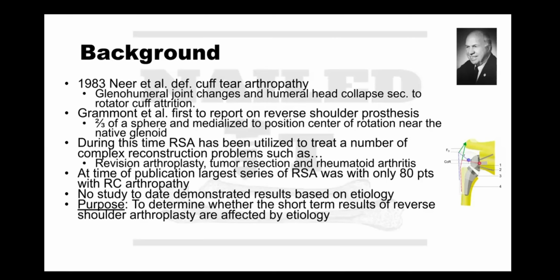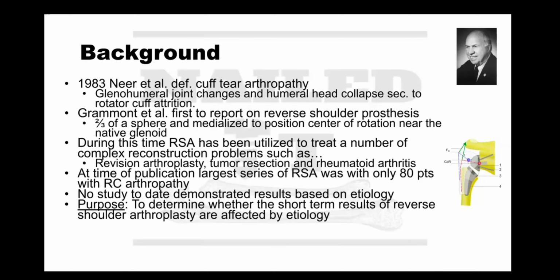Then, as we pointed out, Grammont et al. were the first to report on the reverse shoulder prosthesis, utilizing a 2/3 sphere, which medialized the center of rotation near the native glenoid. During this time, reverse shoulder arthroplasty had been utilized to treat a number of complex conditions such as revision arthroplasty, tumor resection, and rheumatoid arthritis. But really, at this time, there was a lack of literature looking at results based off this prosthesis. The largest series of reverse shoulders was roughly 80 patients with rotator cuff arthropathy. And at this time, there was no study looking at results based on etiology.